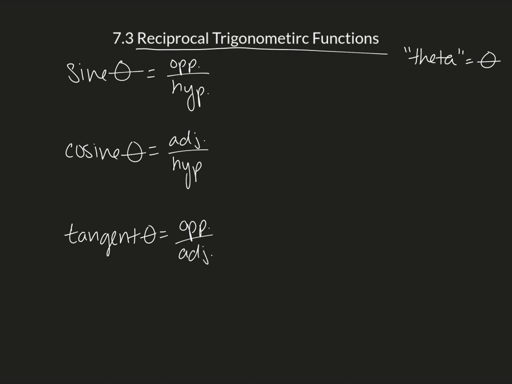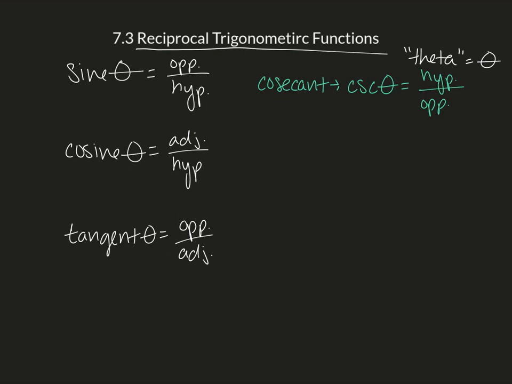The way that the reciprocal functions work is, hopefully you remember, reciprocal is just a fraction where the denominator and numerator switch places. So what the reciprocal functions are, there is cosecant, and we abbreviate that with CSC of theta, but you would still say cosecant theta, don't say CSC. And that is the reciprocal of sine. So that is going to be the hypotenuse over the opposite.